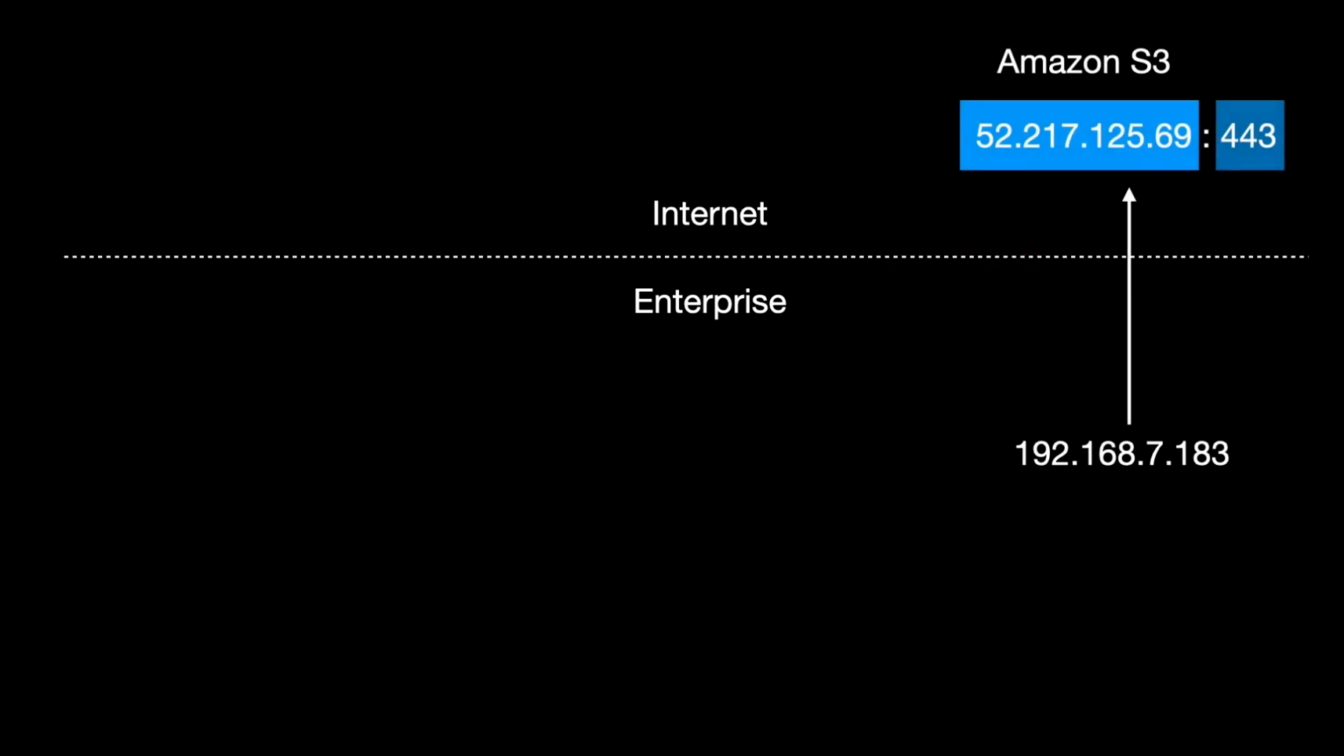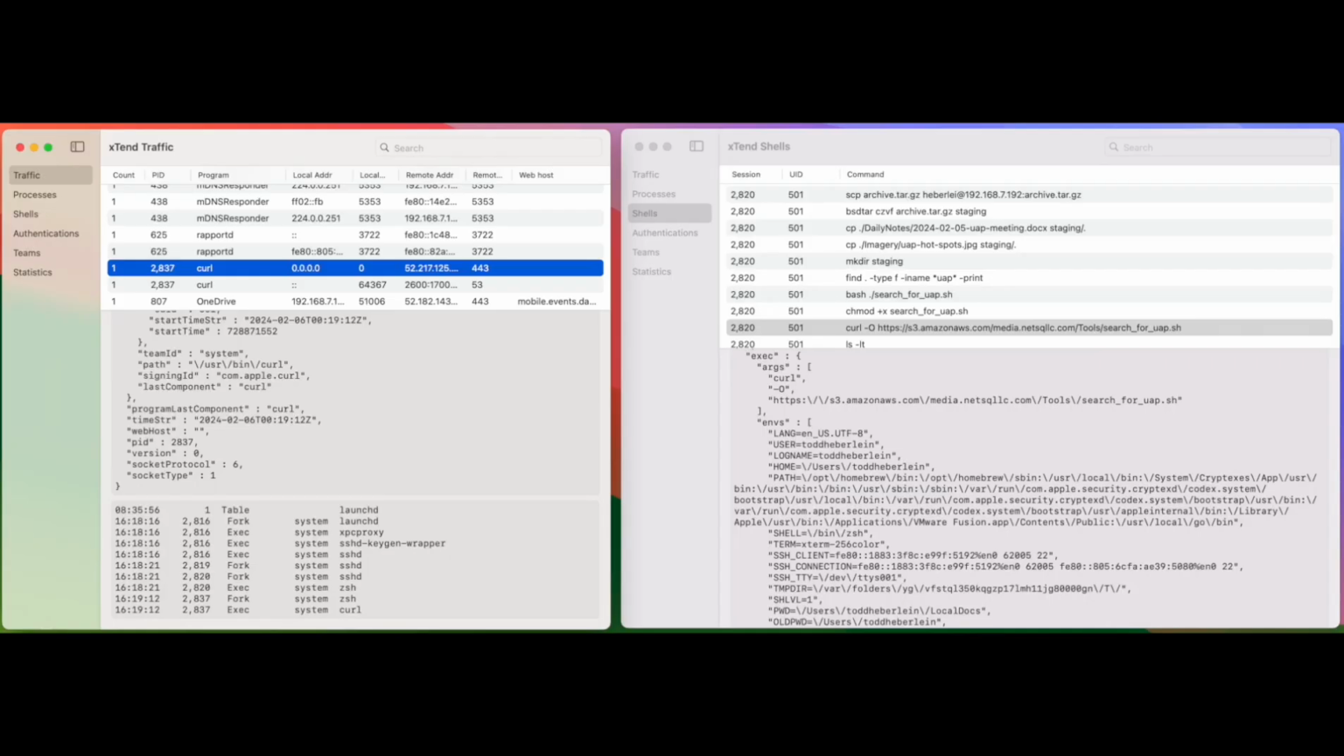We begin with a network monitor detecting an outbound encrypted connection to an IP address belonging to Amazon's S3 service. If we only have a network monitor on the border, that is the end of the story. That is all we can know. But if we have endpoint monitoring, we can know so much more. We are going to use Ennetix xTend Mac app to show what is possible.